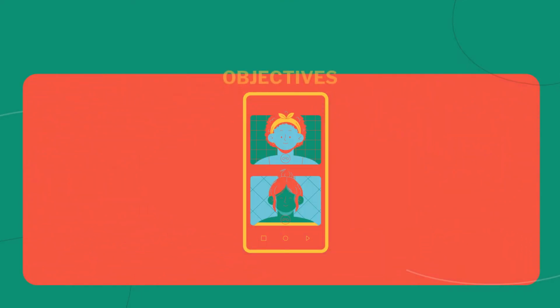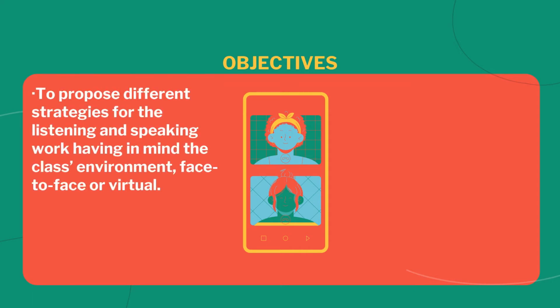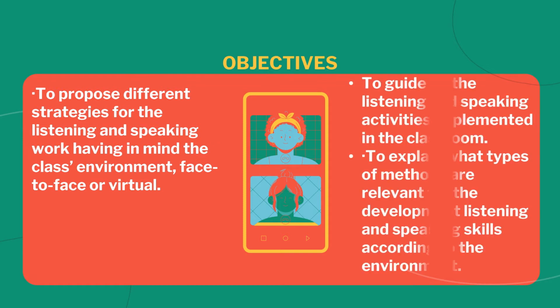The objectives of this VLO are: number 1, to propose different strategies for listening and speaking work, having in mind the class environment, face-to-face or virtual. Number 2, to guide in the listening and speaking activities implemented in the classroom. Number 3, to explain what types of methods are relevant for the development of listening and speaking skills according to the environment.